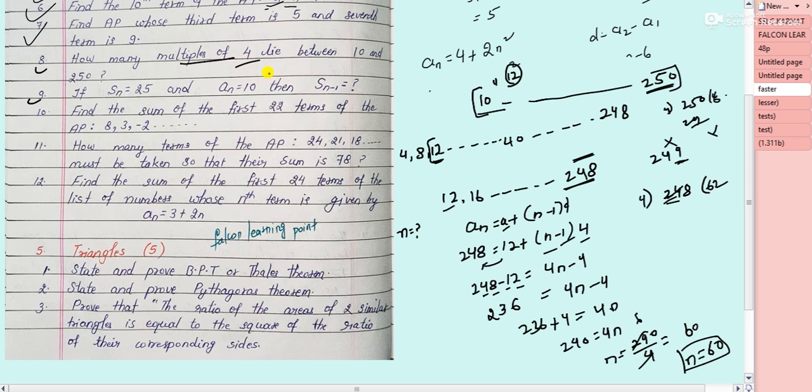So how many multiples of 4 lie between 10 and 250? 60 numbers. Okay, 60 multiples of 4 lie between 10 and 250. Understood? Yeah, moving to the next question now.